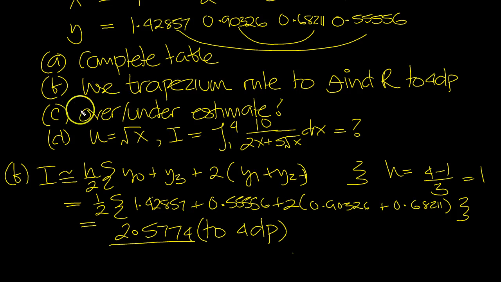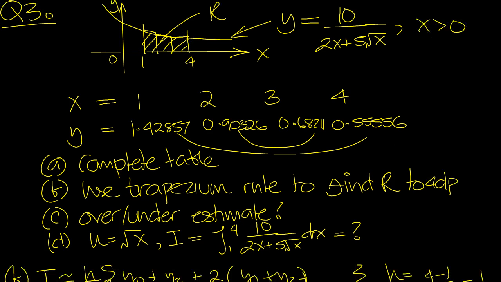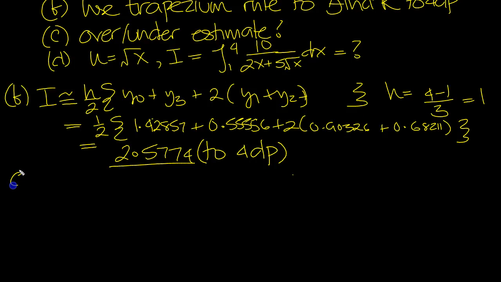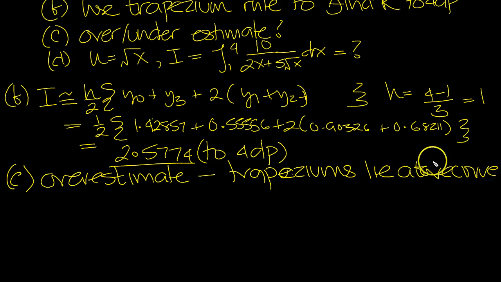Okay, that's part B. C is an over and under estimate. If we look at the curve and we draw the trapeziums, we're going to see, because it's a concave curve, that C is an overestimate. Trapeziums lie above the curve. Probably better English, isn't it?